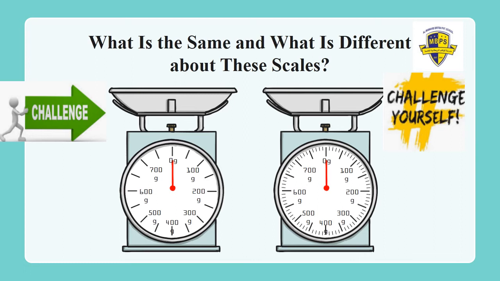Now, can you check the unit in both scales? See, 0 what? What can you see beside 0? 0 gram. Good. So both scales are using the same unit, gram. Now, let's check the numbers. Both are counting in what? Excellent. We are counting in hundreds. So what do you think? What is the difference?